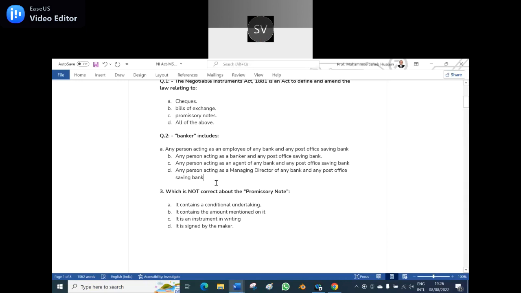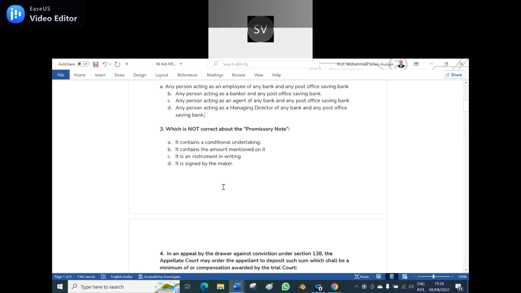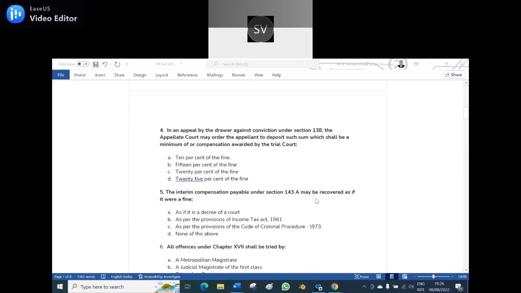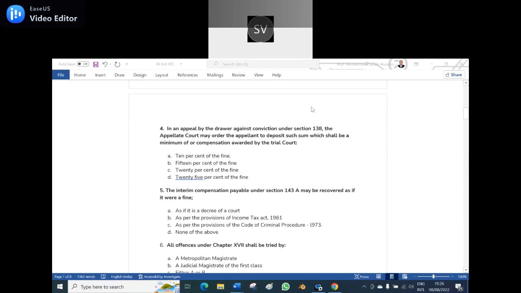Third question, which is not correct about the promissory note? Option A, it contains a conditional undertaking. Option B, it contains the amount mentioned on it. Option C, it is an instrument in writing. Option D, it is signed by the maker. Option B. Sorry, A, madam. Yes, option A is the correct answer. It contains a conditional undertaking.